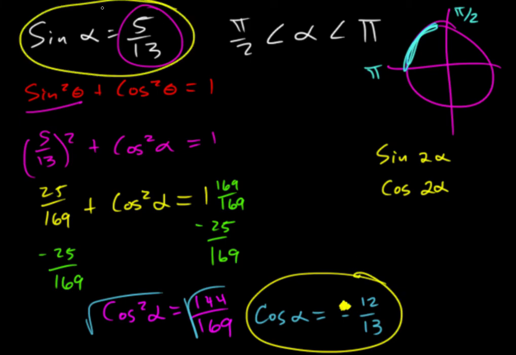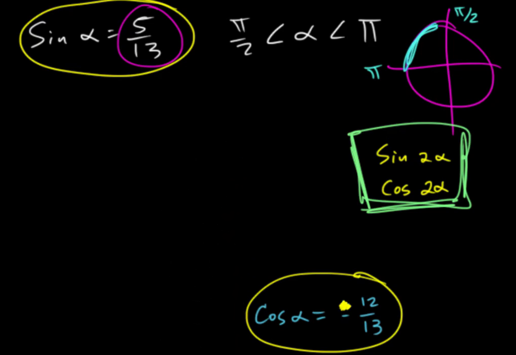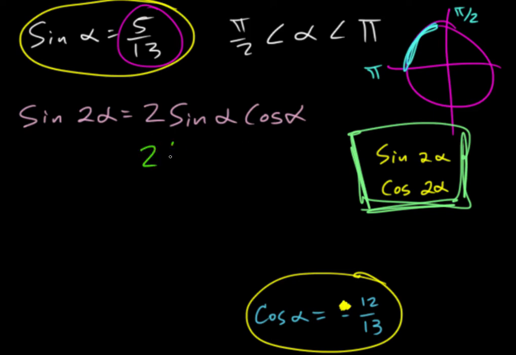Okay, now we have our sine and our cosine, and so we can actually answer the questions that they asked. So let me just make some room, because we don't need that anymore. Okay, so if we have sine of 2 alpha, and we use our double angle identity, that's the same thing as saying this. Then we just plug in our values. So we have 2 times 5/13 times negative 12/13. And if we simplify this, the bottom is 169, the top is negative 60 times 2, negative 120, and that's it.